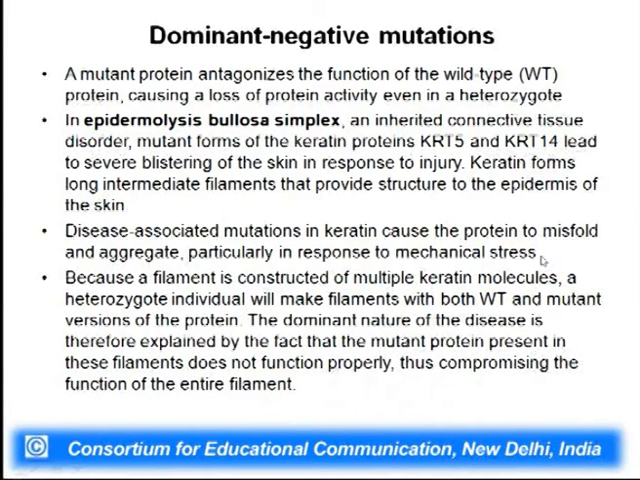In this case, you do not need both the alleles to be mutant, even one mutant allele is sufficient. So, even a heterozygous individual will make both a mutant and a wild type, and the mutant version will be sufficient to cause misfolding and will compromise the function of keratin in all the epidermal cells.